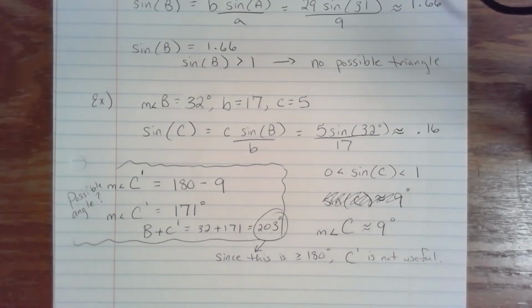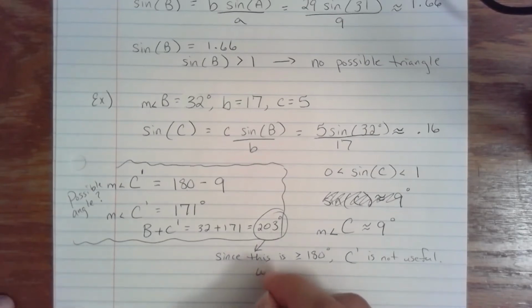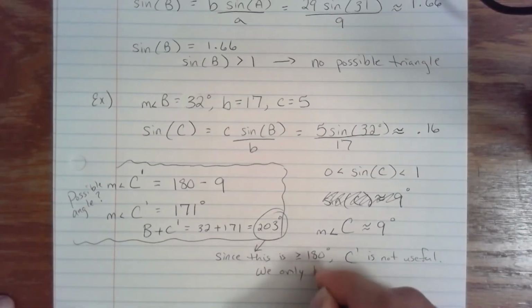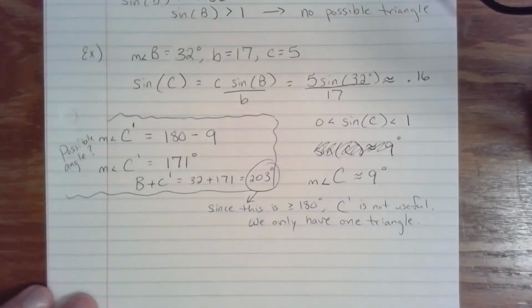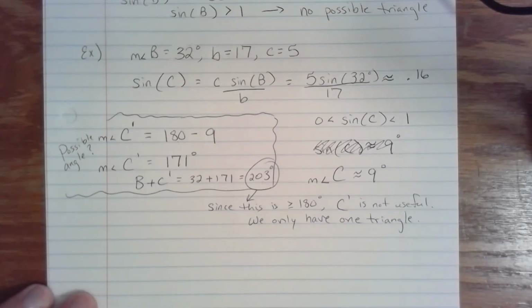And that's really the check here. If this angle had been less than 180 degrees, that means we would have room for a third angle. It would be possible to have an A prime to go with C prime. This tells me then that we only have one triangle to work with. So I'll just say we only have one triangle. Now that we've acknowledged that, we're in great shape.